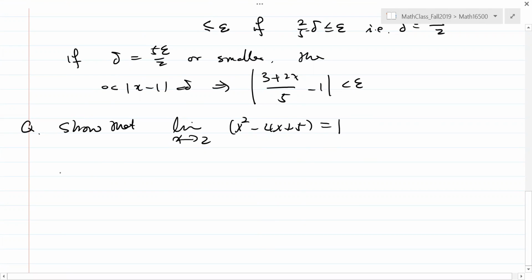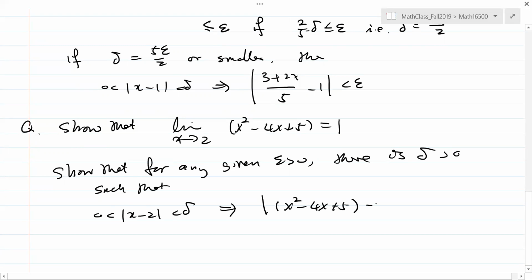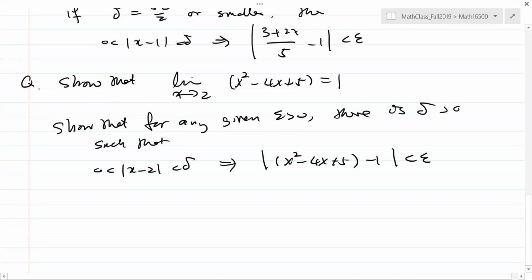You actually want to prove that, right? You actually want to prove that for any given epsilon greater than 0, you want to find the delta such that absolute value of x minus 2 less than delta, greater than 0 (meaning x is not equal to 2), implies absolute value of x squared minus 4x plus 5 minus 1 less than epsilon. Right? They're not equivalent. Okay, it's just one left side implies the right hand side.